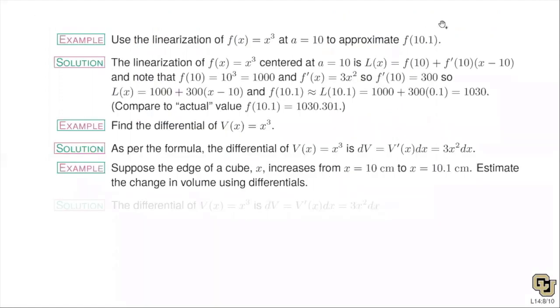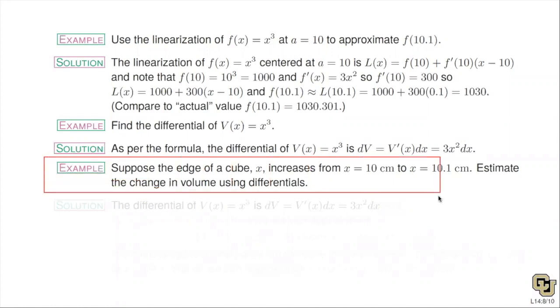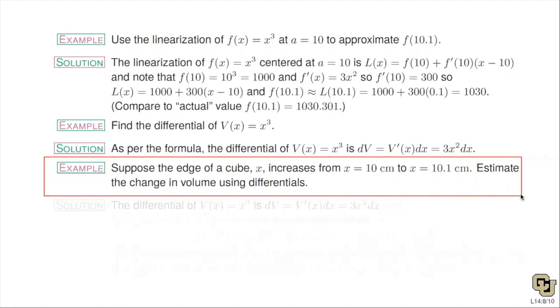So we then did this example, and we worked through the whole example, but I want to start here, just focus on this third example. The techniques from the previous two examples will be used in this third example to solve it. So ignore the first two examples. Let's just focus on this third example, which states: suppose the edge of a cube x increases from 10 centimeters to 10.1 centimeters. Estimate the change in the volume using differentials.